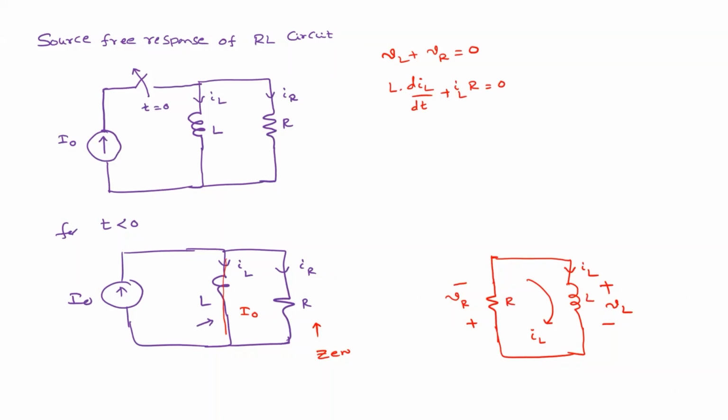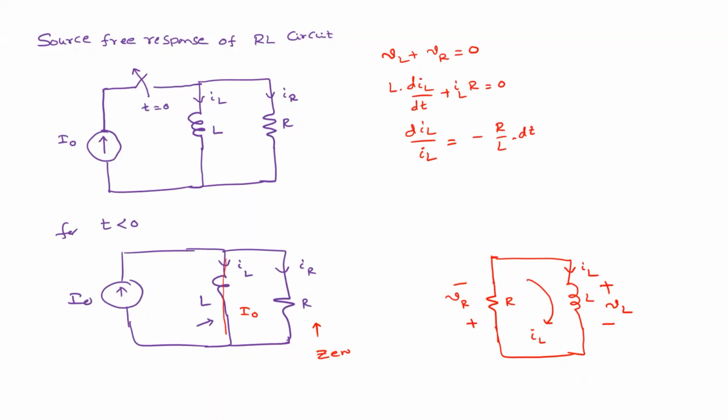This is the first order equation, and we will try to solve this one. On one side you have dIL by IL, which is equal to minus R by L into dt. Agree? Check once.